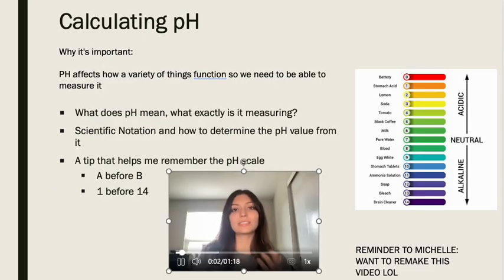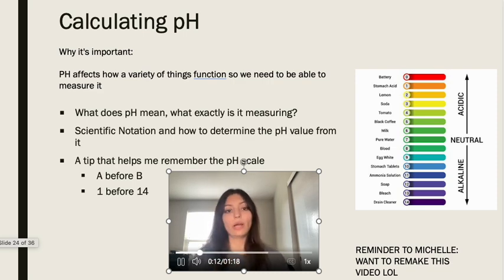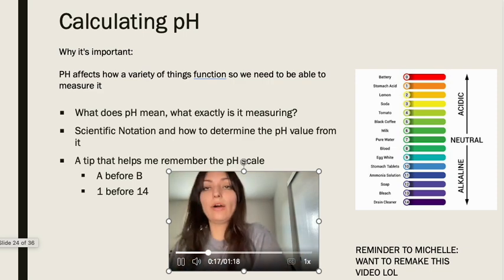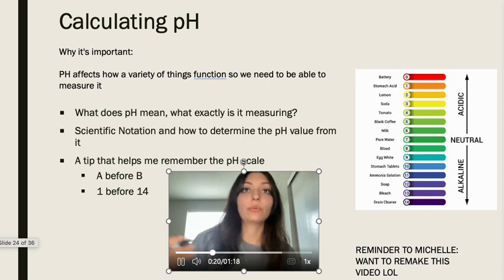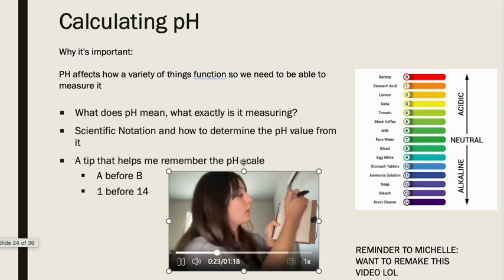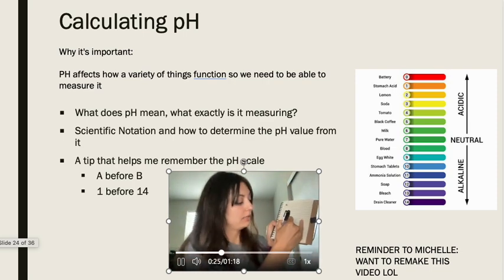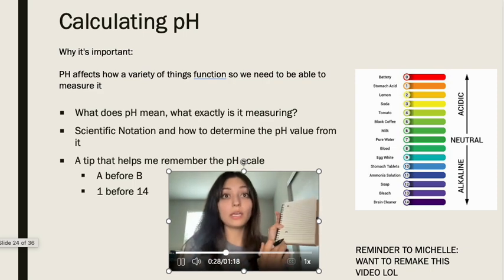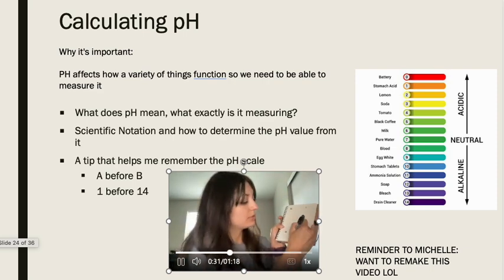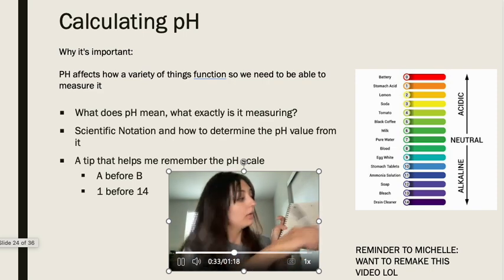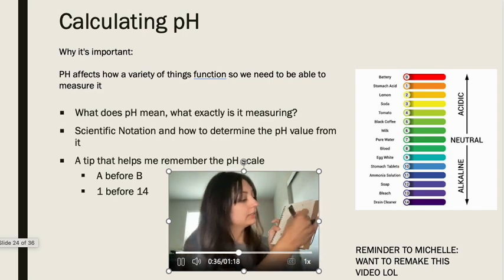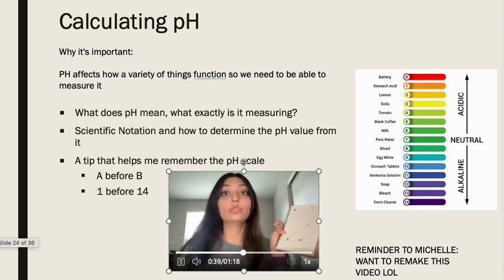So the pH scale can be really tricky, but an easy way that I like to remember it, and maybe this will help you guys, is so say we have a liquid that's a pH of 3 and we're trying to figure out if it's acidic or basic. What I do is I like to draw the scale out. I draw it vertically, and I always think A comes before B. So I'll put an A up here and a B down here, A before B, and 1 also comes before 14. So 1 before 14, and 7 will go in the middle for neutral.